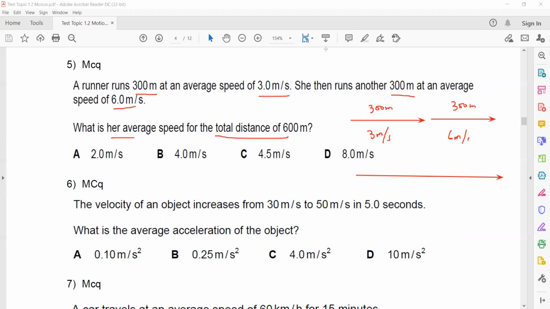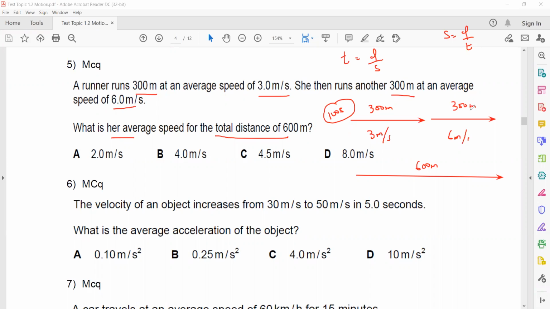The average speed is the total distance, because total distance is 600. So basically what we need is the total time to run this 600 meter. So what is the time to run the first 300 meter? Speed is distance divided by time, so time is distance divided by speed. Here distance is 300 and speed is 3. So 300 divided by 3. It will take 100 seconds to run the first 300 meters.